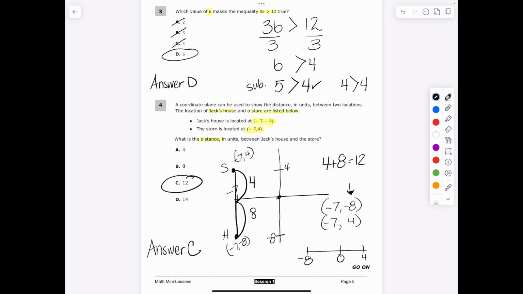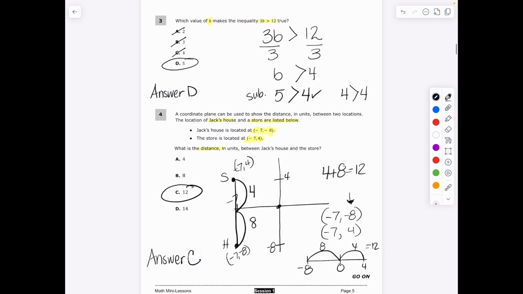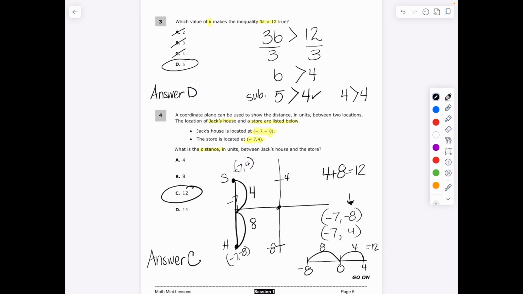I can see some kids doing this. And they go, well, from here to here is 8, and from here to here is 4. So altogether, their distance is 12. I like both ways. Pick the one that works best for you. All right, hit pause, jot this down into your notes, and we'll move on to the next page.